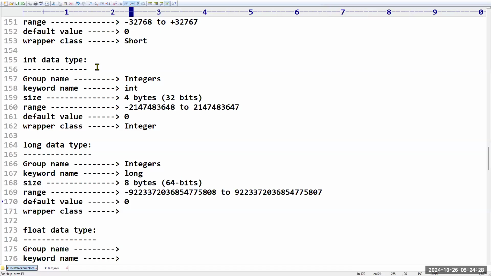So what is the default value? It is also an integer, that's why 0. What is the wrapper class name? Long, L capital. So these are the first 4 data types that we have. Any questions, guys? Please confirm.